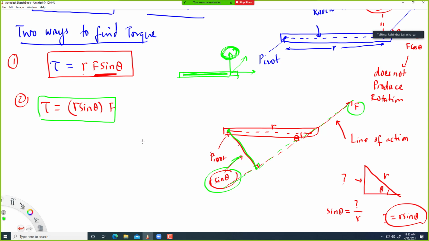Okay. So let's see examples that will clarify how you use that. So let's look at number 1 on worksheet 16.